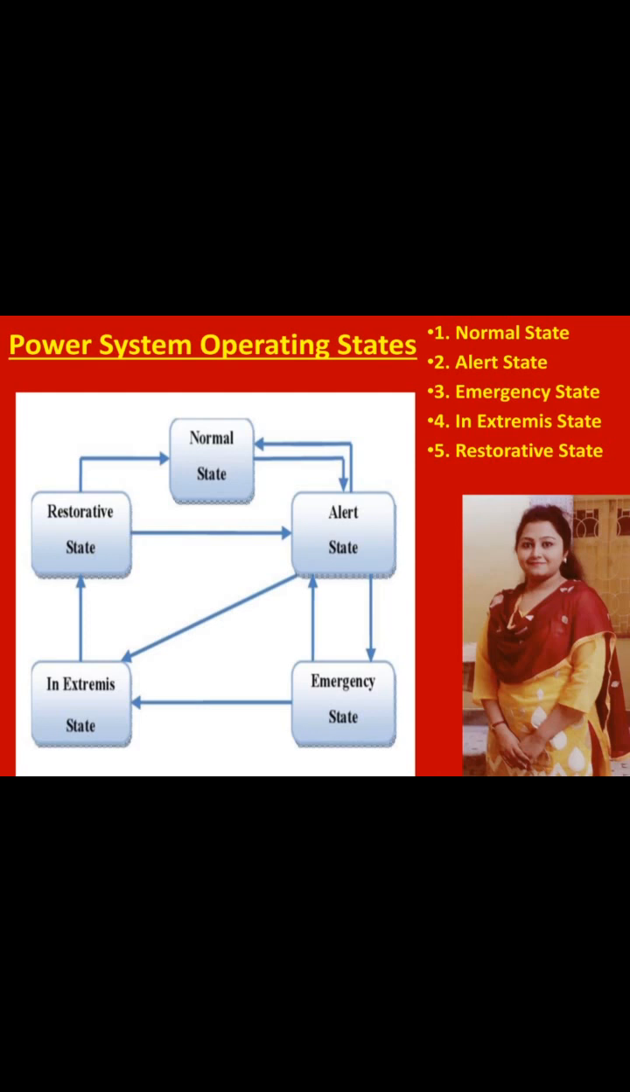In emergency state, system variables are not normal. Emergency control actions may bring the system back to the alert state. In extremis state, there is shutdown of a major portion of the system. Load shedding and control system separation are done to avoid a complete blackout. Now in restorative state, control actions are taken to restore the system. The system will go to alert or normal depending on the system condition.